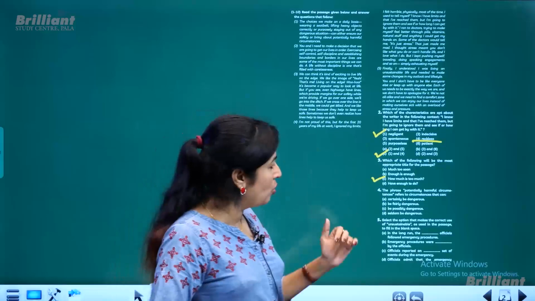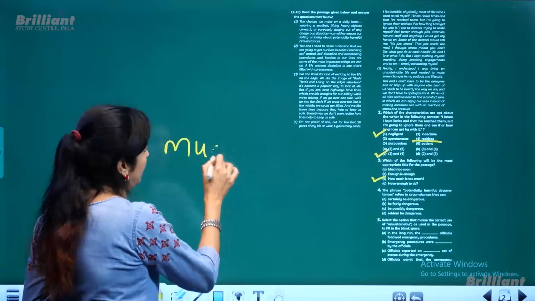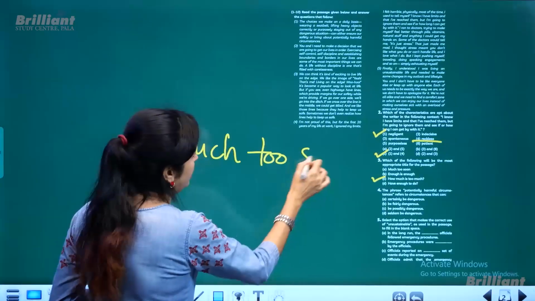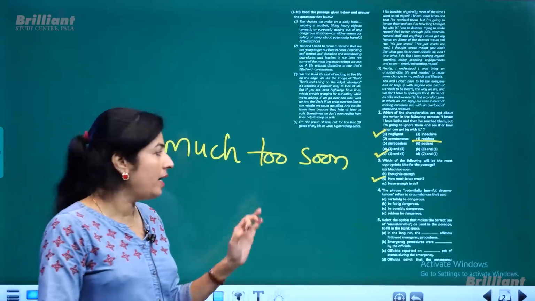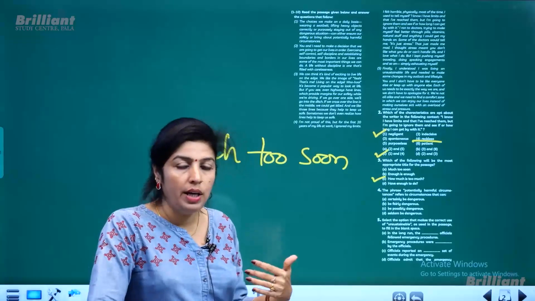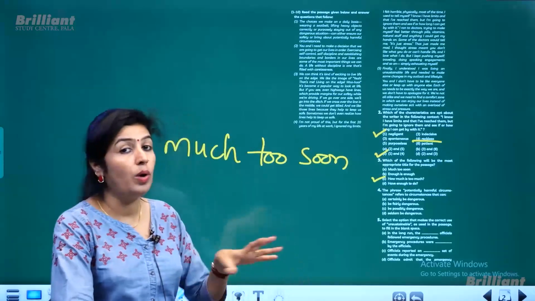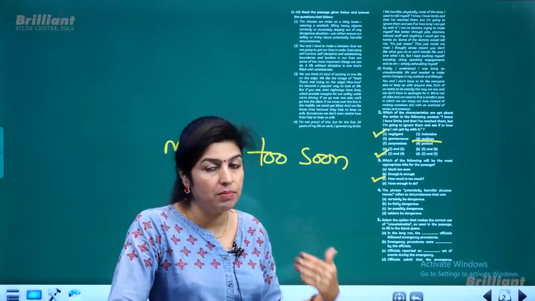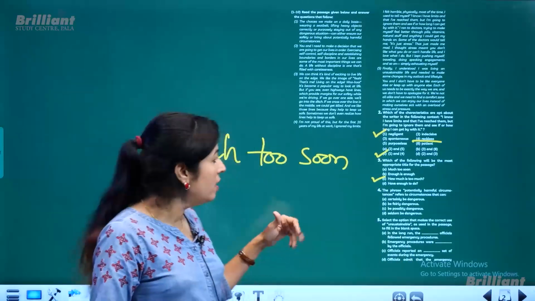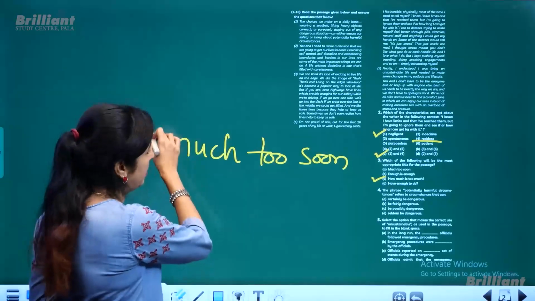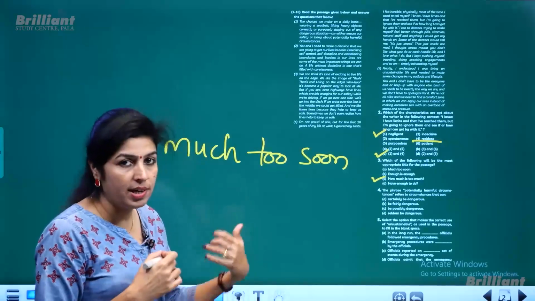Okay, now much too soon. Much too soon, I'll just write it down because I guess you cannot make it out. So much too soon is the first option, which cannot be taken as the title. The reason is, much too soon means you have achieved your goal in life a bit too early. Suppose this passage is all about a person who at a very young age has achieved something in life, and all about his life journey, then this could have been taken. Okay, so much too soon cannot be taken because the whole passage does not reveal anything about an achievement which has been attained too soon.